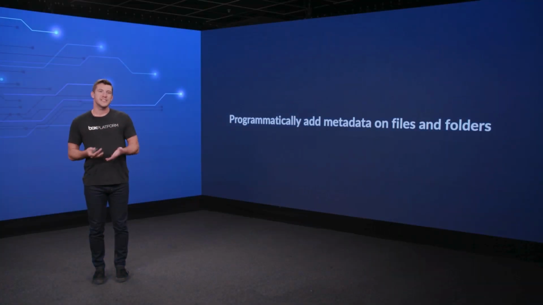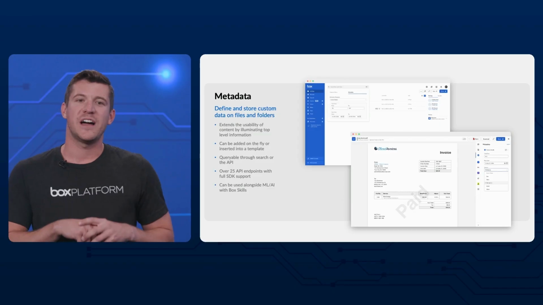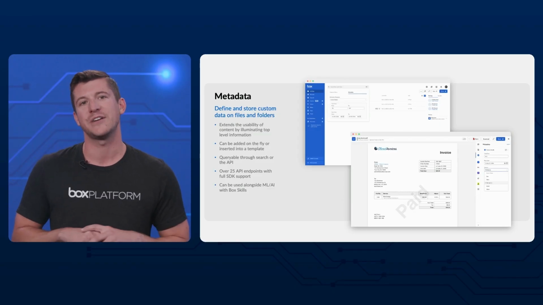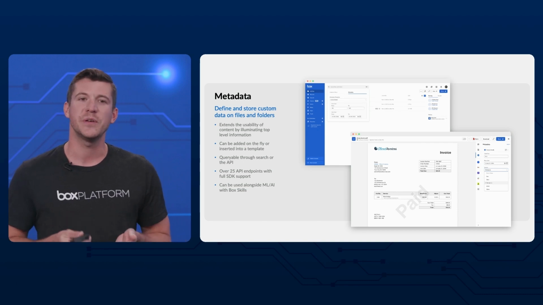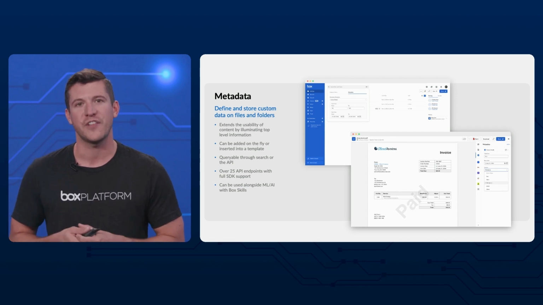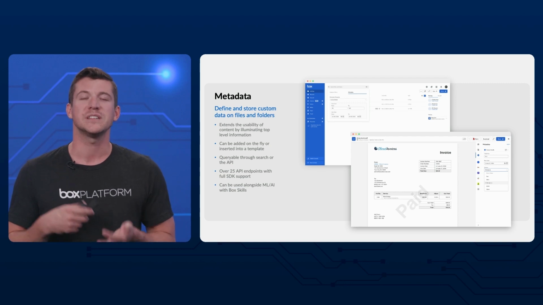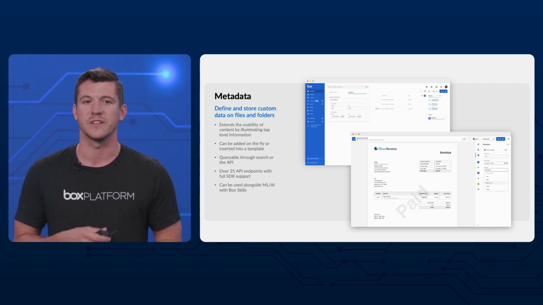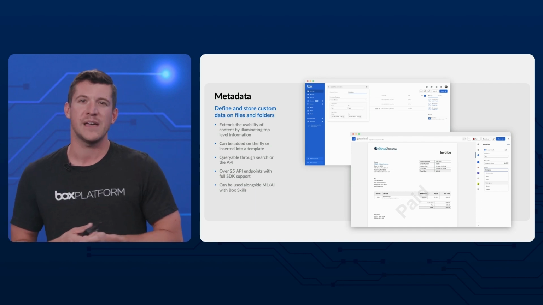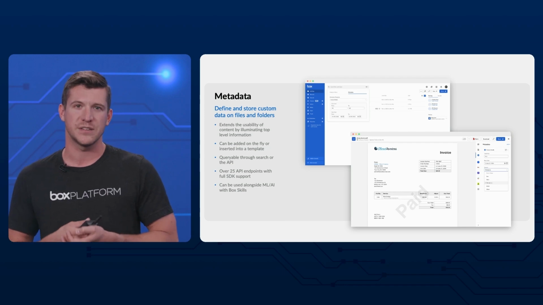As you can see, using the API to manage and create file requests is super powerful. We also saw the power of metadata. Metadata is defined and stored as custom data on files and folders, and extends the usability of content by illuminating the top-level information. It can be added on the fly or in a template, as we just saw in the previous demonstration. You can also use it to query or search with the metadata query service. We have over 25 API endpoints with full SDK support, and they can be used alongside the Box Skills machine learning framework.